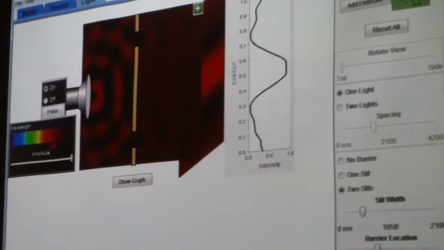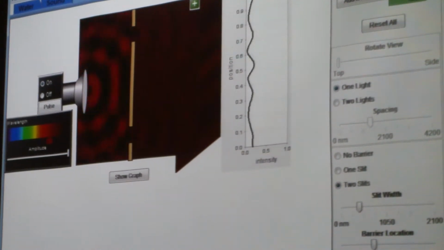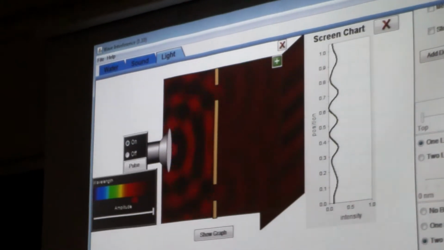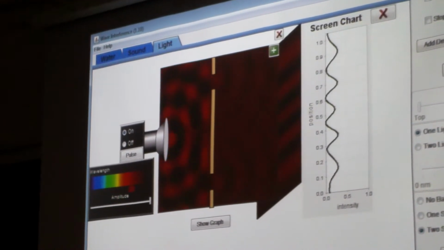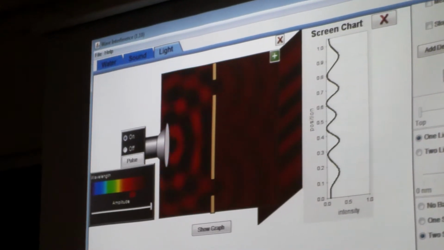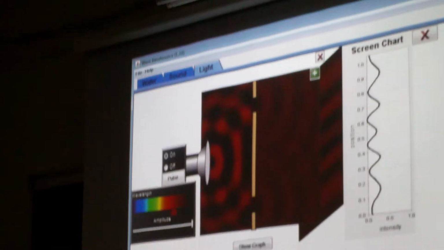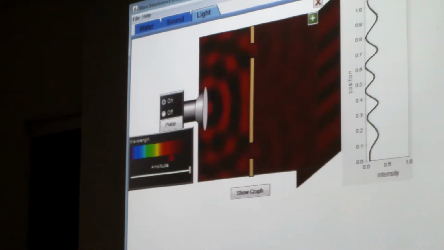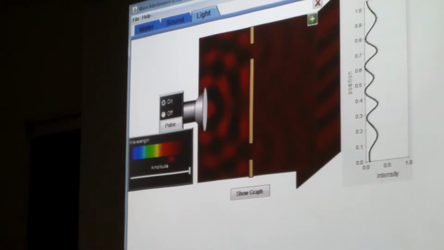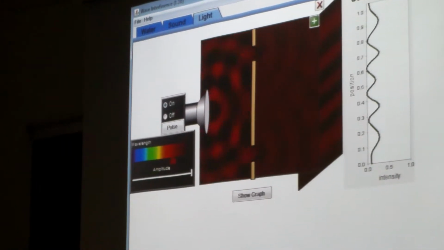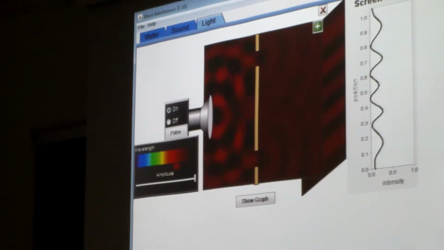Oh, that's not what... What's happened to the pattern? Well, it's less intensity. What's happened to the pattern? It's gotten closer together, right? Everything's gotten bunched together. So it actually gets tighter as the slits get farther apart.